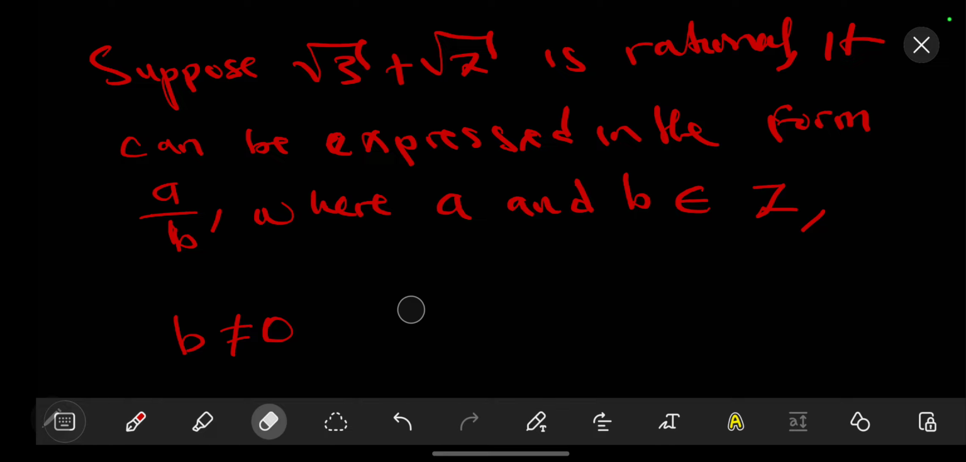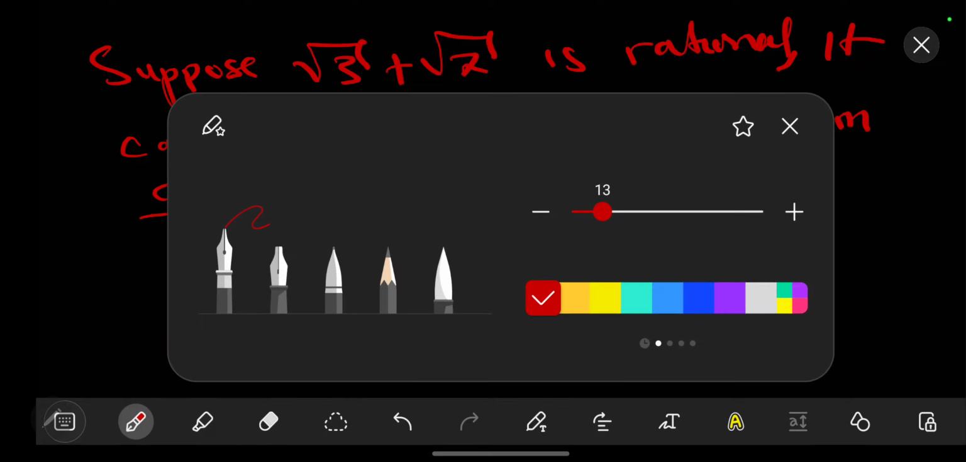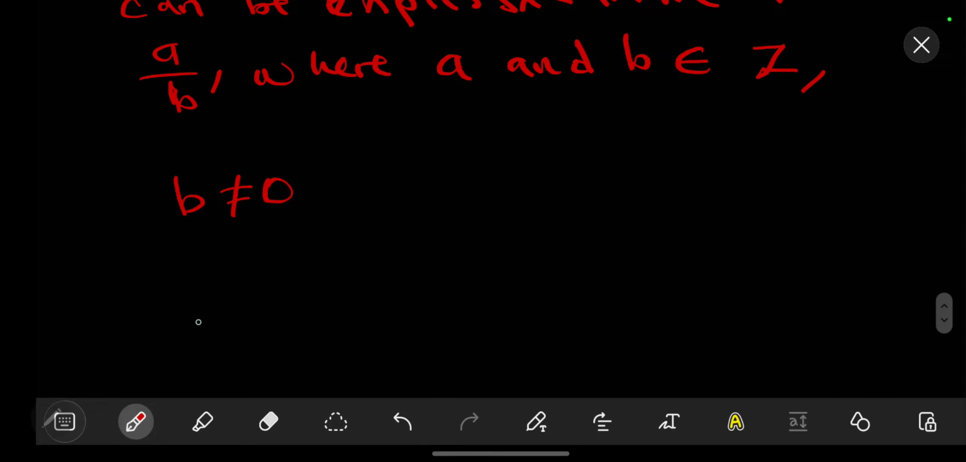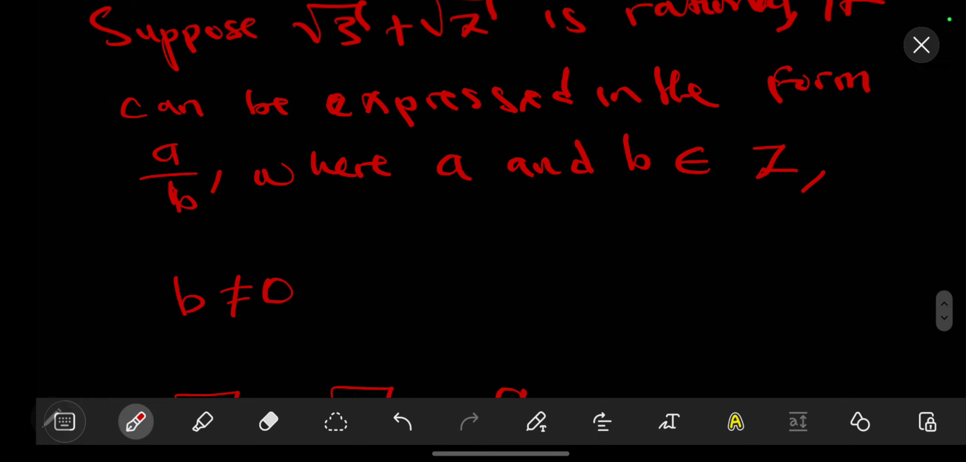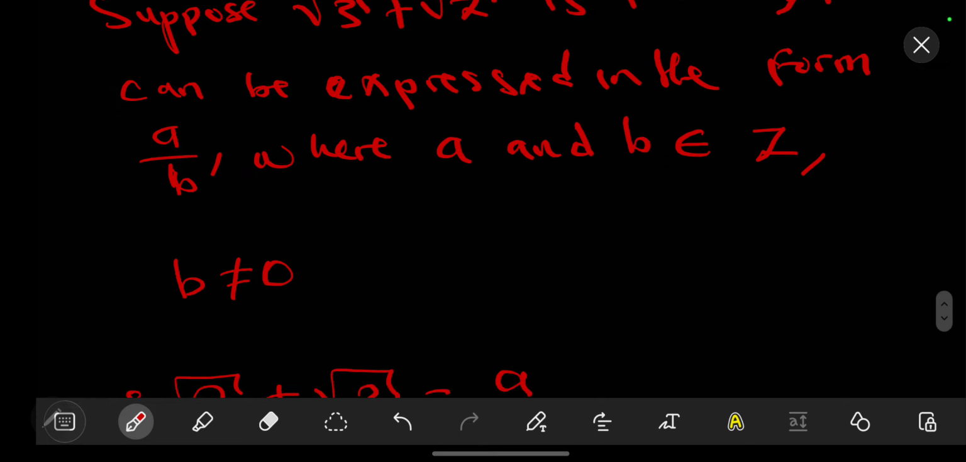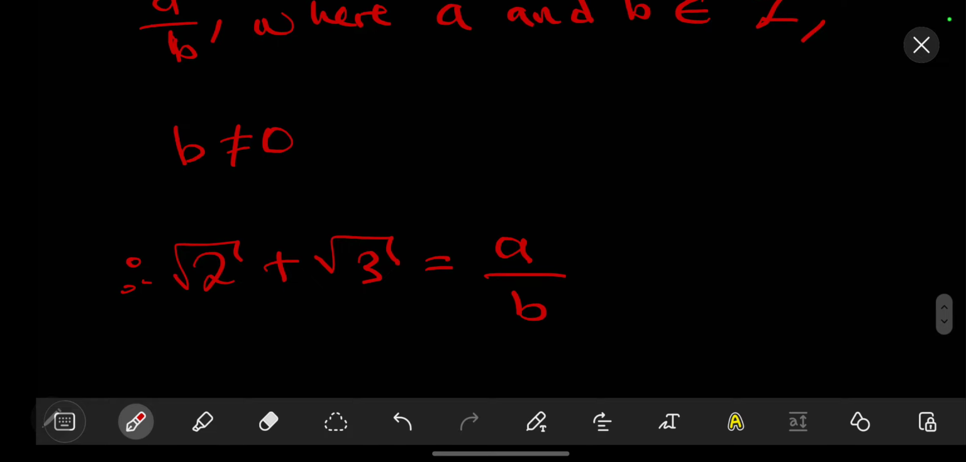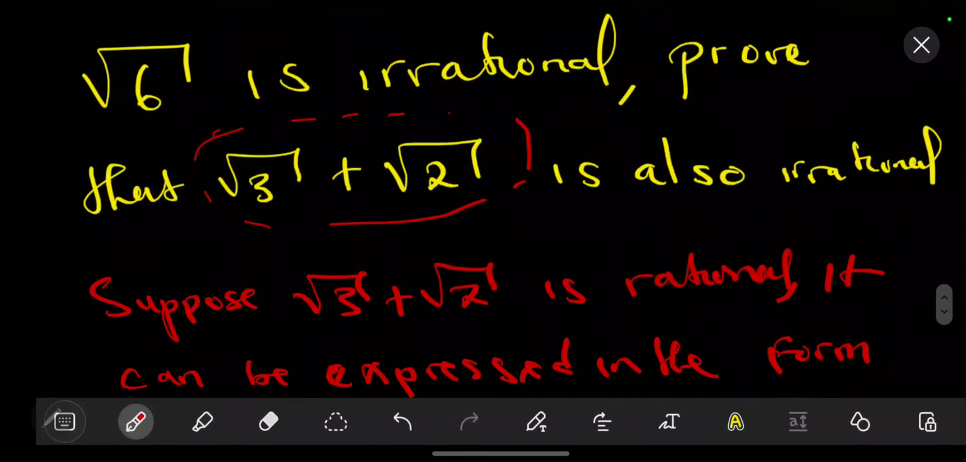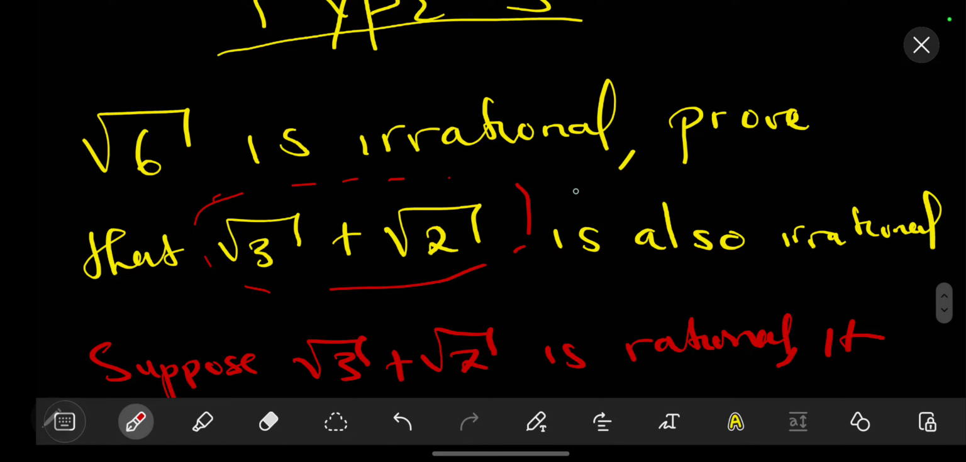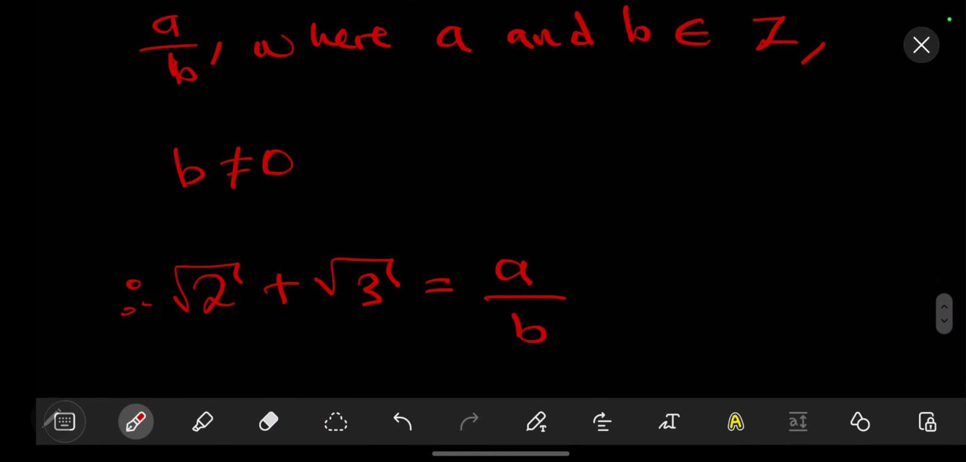So if that's the case, we can say the square root of 2 plus the square root of 3 should be equal to a over b, since you have attached this statement. Very important. After attaching that, we have been given that the square root of 6 is irrational. So we need to use this square root of 6 to prove. So how do we do that?